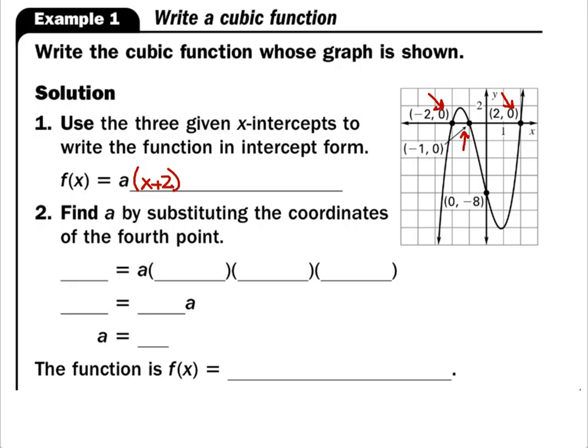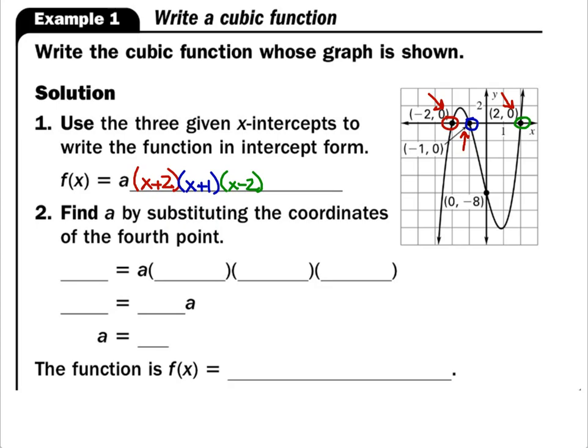X plus 2 is a factor from the 0 at negative 2. Then we have x plus 1 as a factor. That comes from the 0 at negative 1. And then finally, x minus 2 as a factor from the 0 at 2.